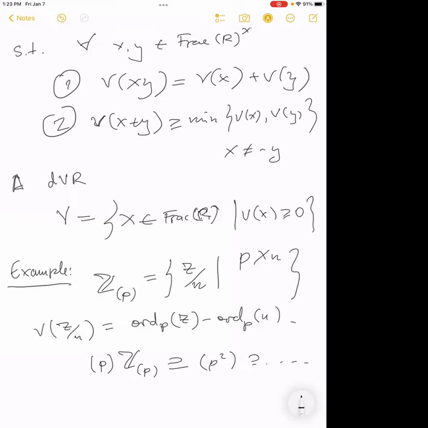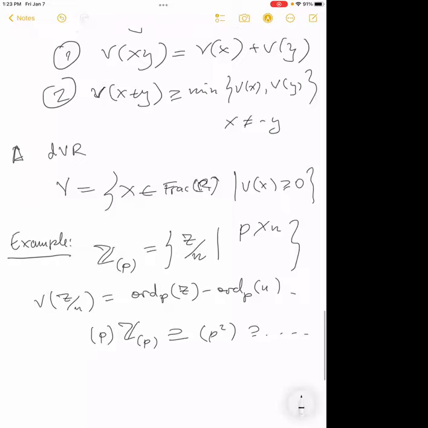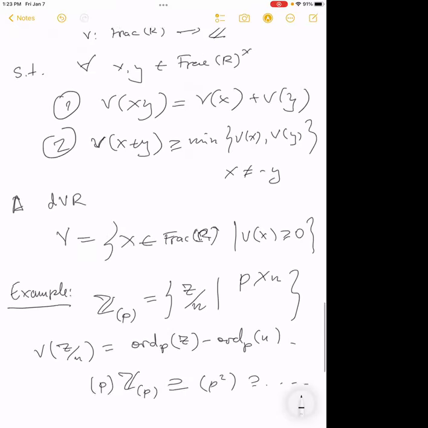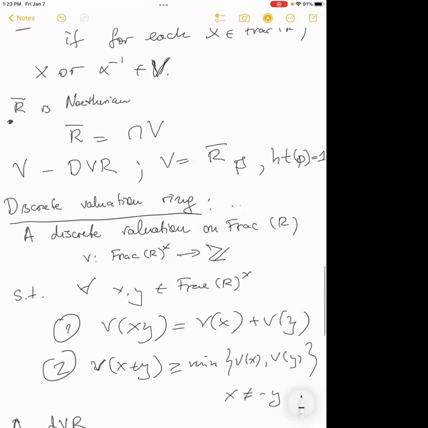So these discrete valuation rings are very nice. The behavior of them is governed by a single element in the field of fractions. It determines everything. That's why discrete valuation rings are very simple, very nice to deal with. So we have this result here, that it's a classical result.